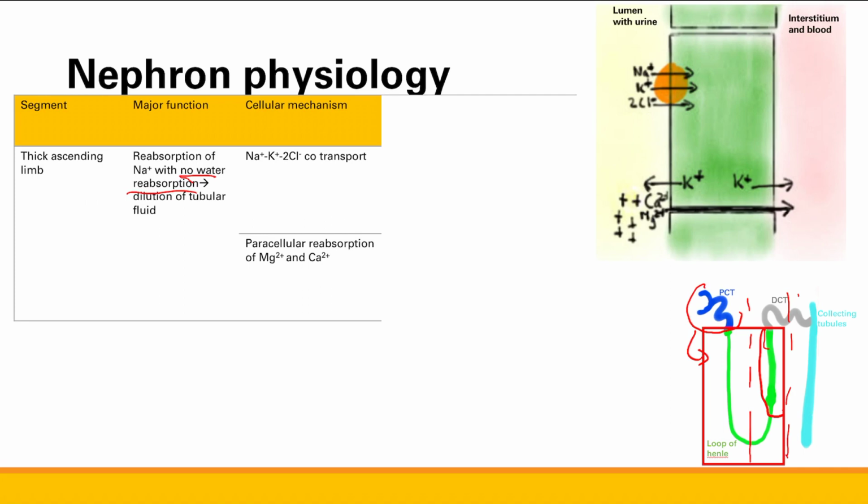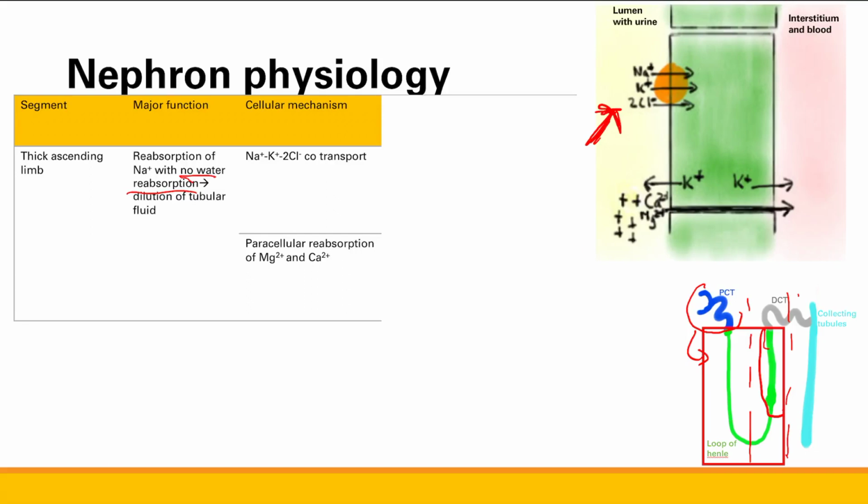If you're reabsorbing sodium without water reabsorption, what's going to happen to your tubular fluid? It's going to get diluted. And the mechanism for this sodium reabsorption is right here on the right. It's a sodium, potassium, and 2-chloride co-transport. The reason why is so you can have balance of all your charges. See, there's 2 positive charges, 2 negative charges, very balanced.